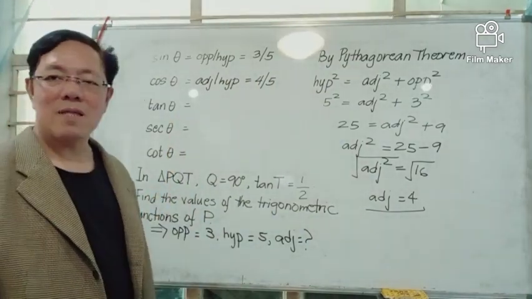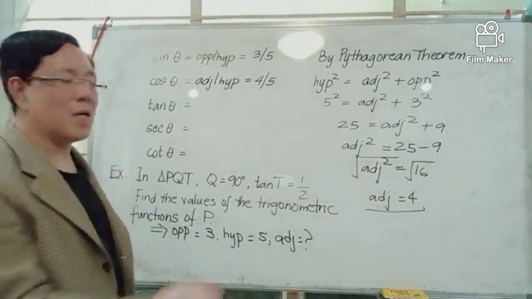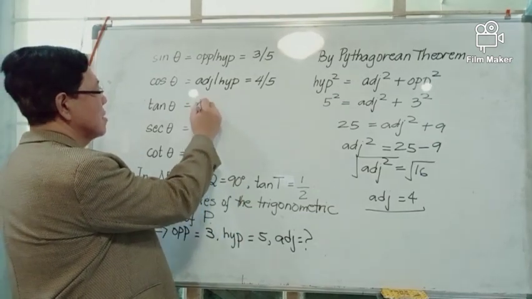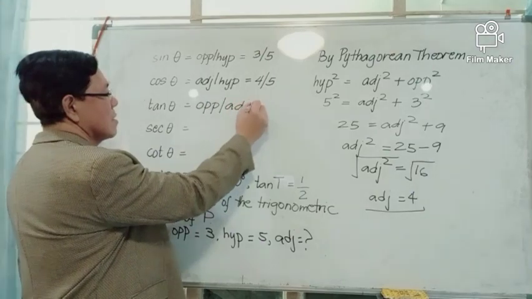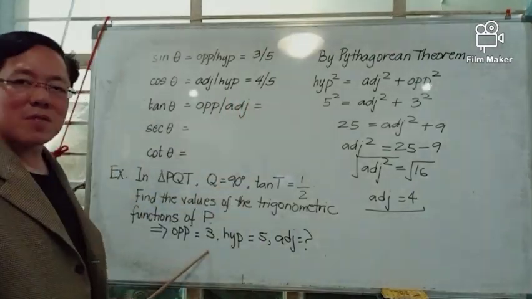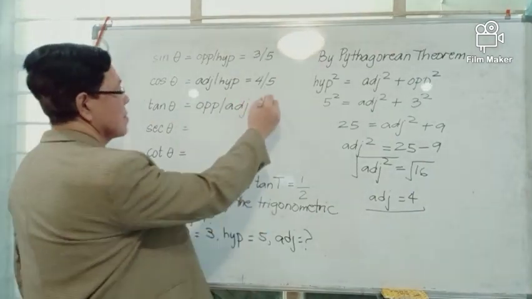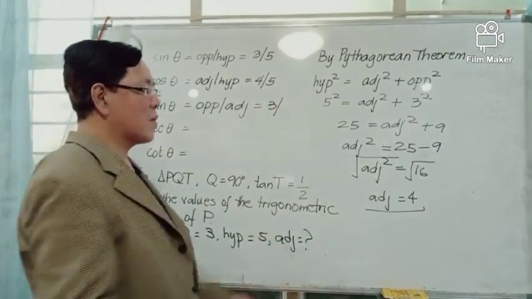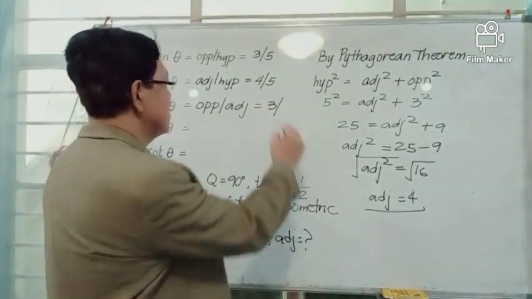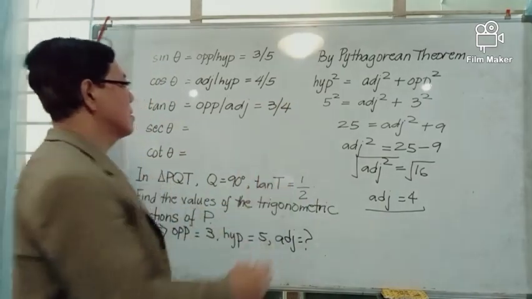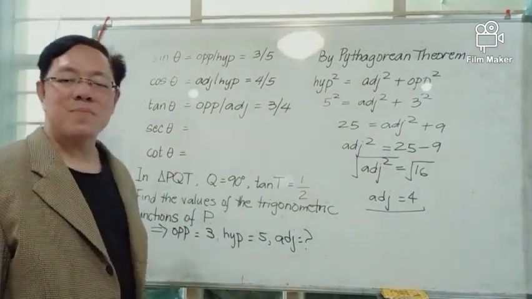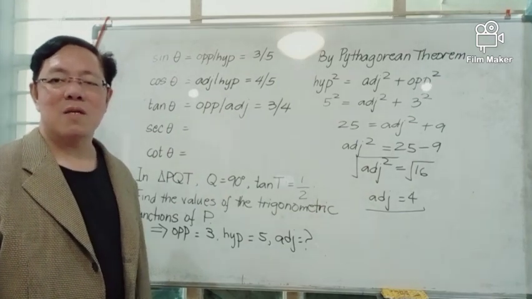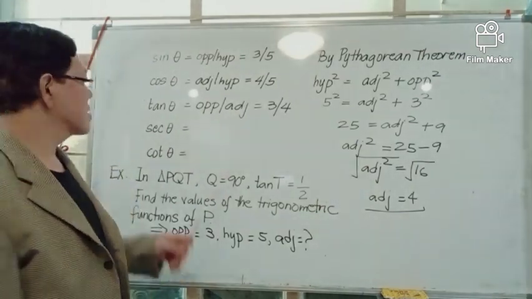Tangent of theta is the ratio of the opposite to the adjacent. We are given the opposite is 3, and we found the adjacent as 4. And we skip the reciprocal of sine theta, which is cosecant theta, because it's already given.